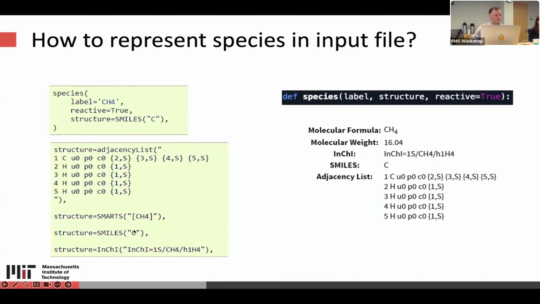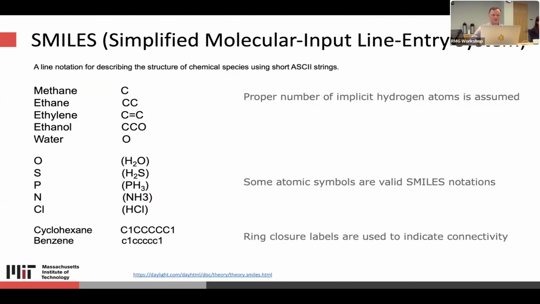SMILES is convenient. It's much shorter. You can describe methane with just a single character. Just a capital C is methane. But the adjacency list is more canonical, it's how RMG thinks and describes things. So I'll talk through what an adjacency list means. It's a list of what is adjacent to what, basically, and it's the most detailed description for input and output to RMG. But there are various options.